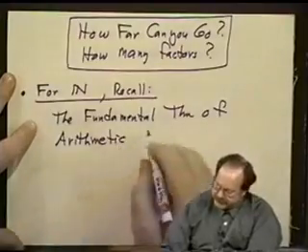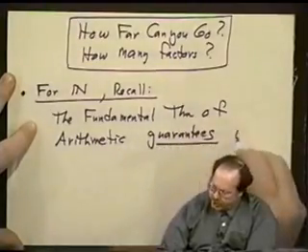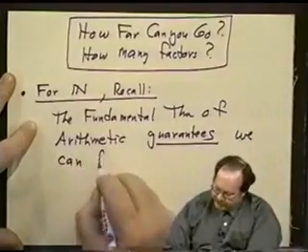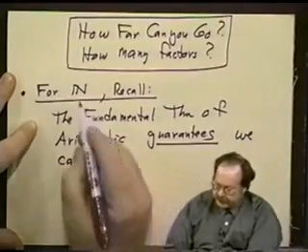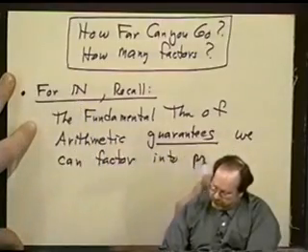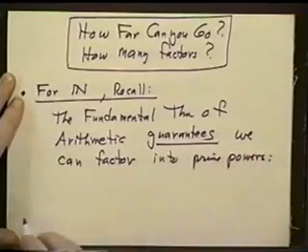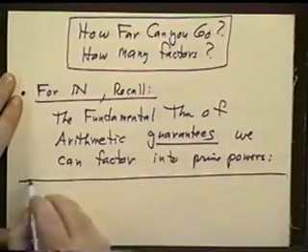The fundamental theorem of arithmetic, what does it do? It guarantees we can factor numbers from the natural numbers into prime powers. So into prime numbers, where powers possibly can occur.